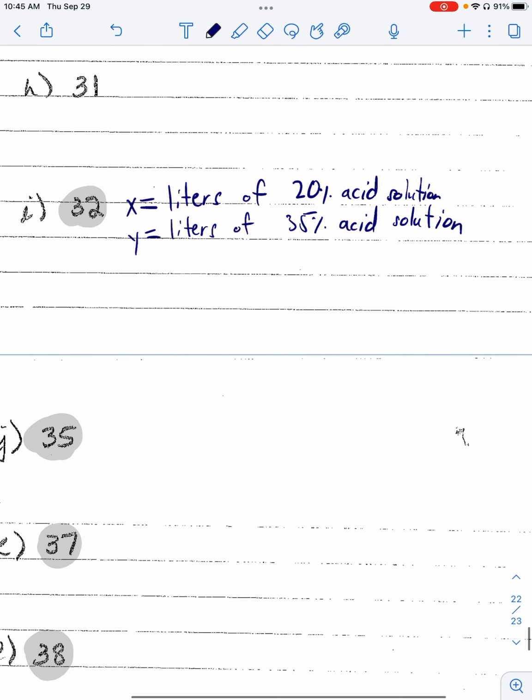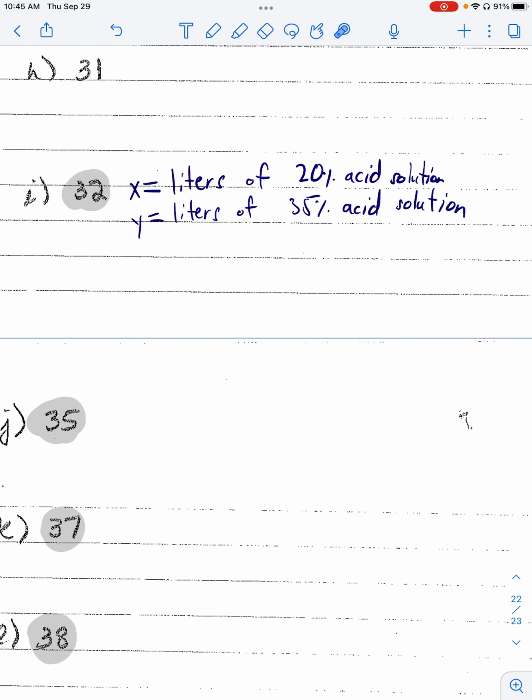Now there are 2 constraints here. The total amount of liquid we end with has to be 25 liters, since it asks us to prepare 25 liters of a 26% acid solution. So the number of liters of X plus the number of liters of the Y solution has to equal a total of 25. That's where I get my first equation.